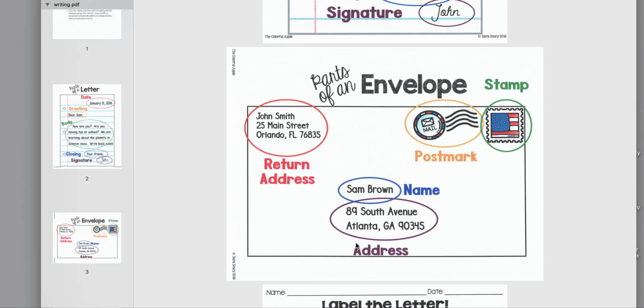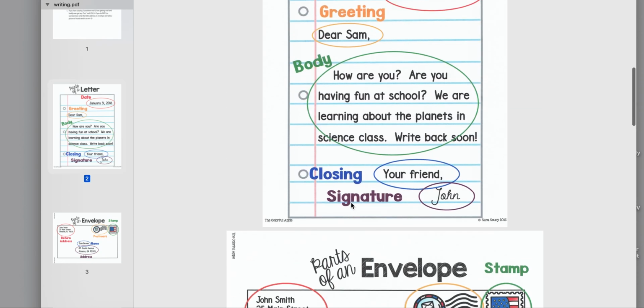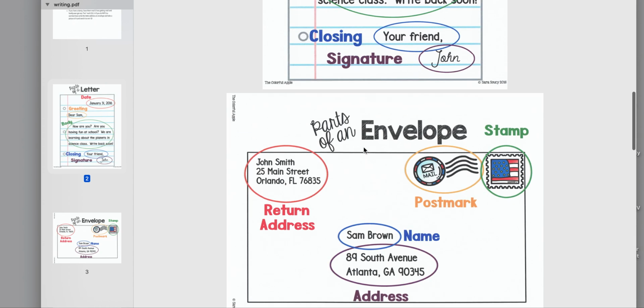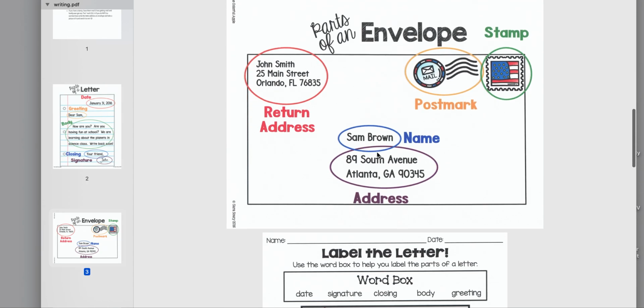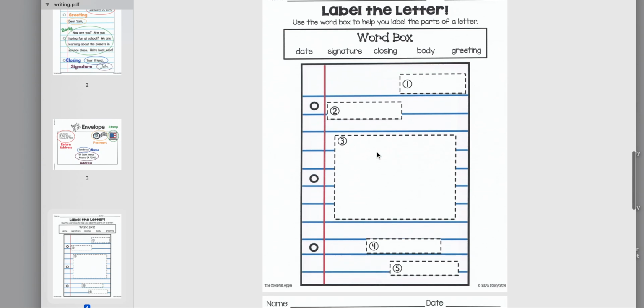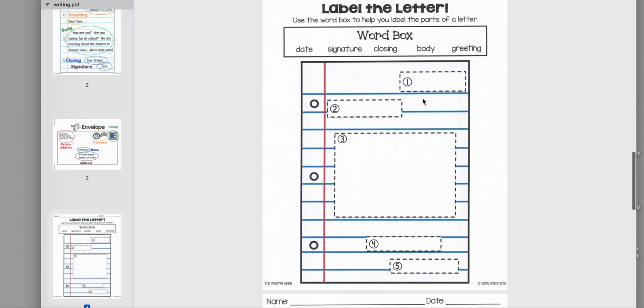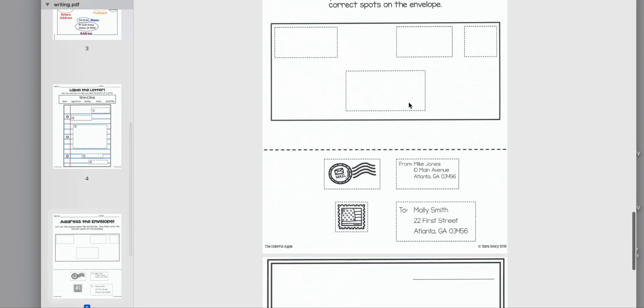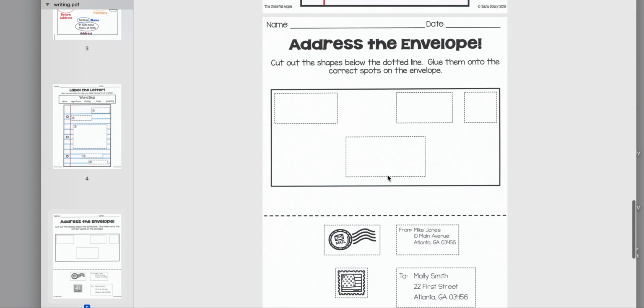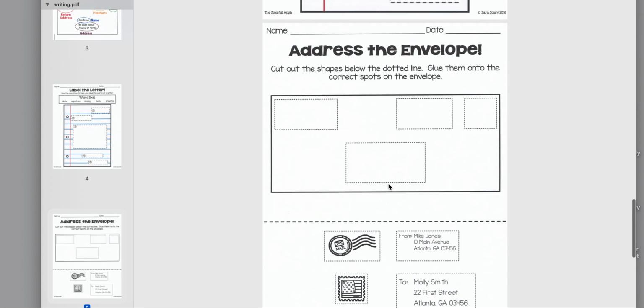And then the post office picks it up, and they sort it, and then it finally gets delivered to its destination. Okay, so this week you do not have to print out this or this, but use these as a reference because then you're going to practice labeling the parts of a letter and cutting and pasting the different parts of how to address an envelope, okay?